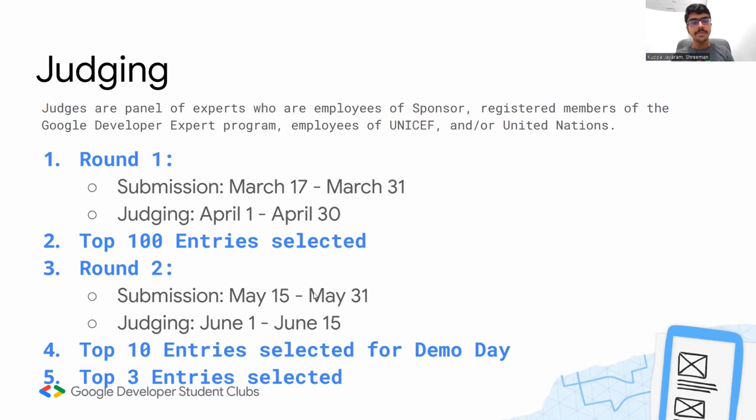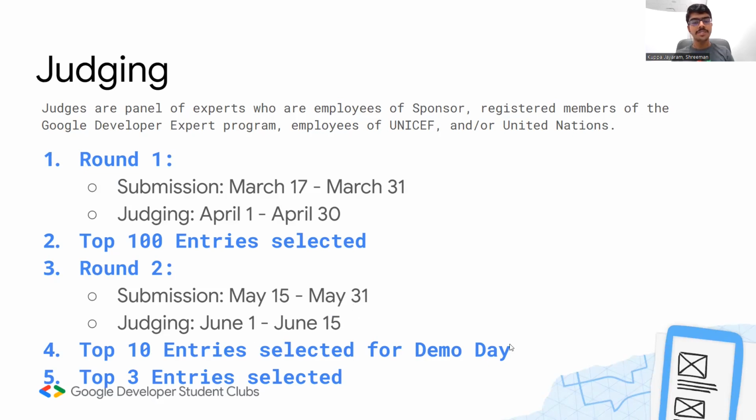during May, there will be another round where you will be able to submit another iteration of the project out of the top 100 entries. So only the top 100 entries are able to submit. And then there will be a second round of judging from June 1 to June 15. And from those 100 entries that just submitted, the top 10 will be selected.